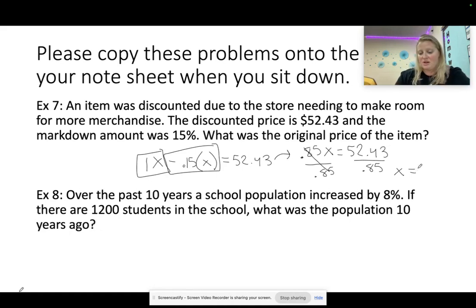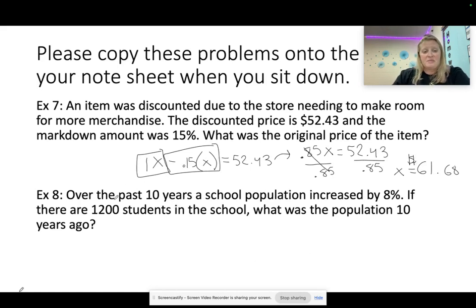So pull out my calculator here and divide really quick. Looks like we're going to get about 61.68. So the original price was roughly $62.